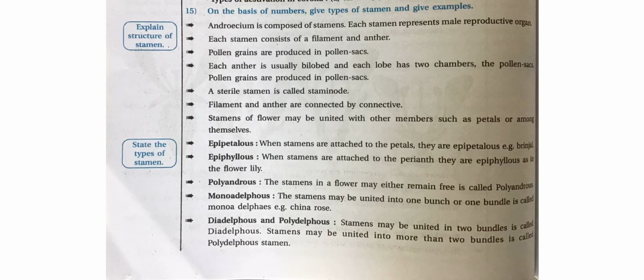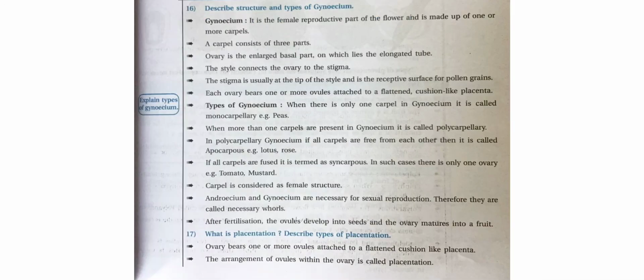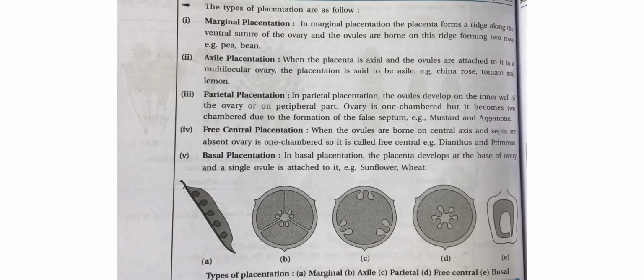Generally a 2 mark question requires 4 to 5 correct points, a 3 mark question requires 6 to 7 correct points, and a long answer type requires a diagram also. It may not be mentioned, but you can show it with the help of a diagram. Generally diagrams are asked in long answers. Now on this page gynoecium related questions are asked, like describe the structure and types of gynoecium or explain the types of gynoecium. These type of questions will help you to answer.